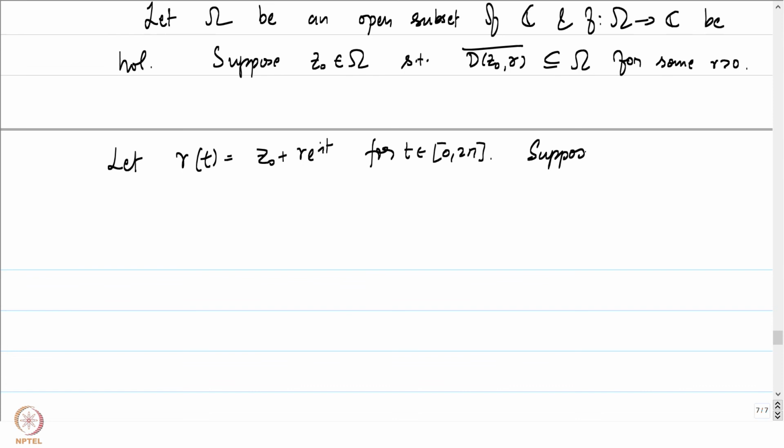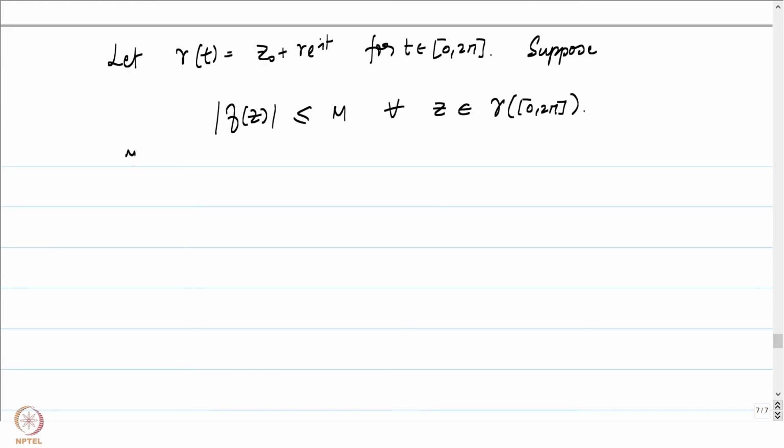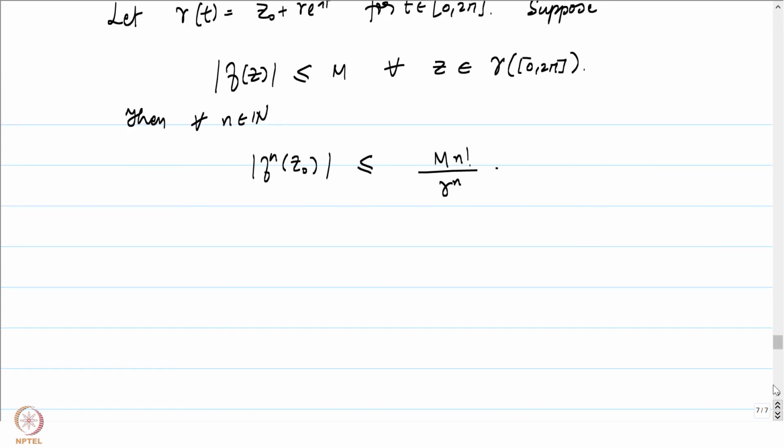Suppose the absolute value of f of z is less than or equal to M for all z in the image of gamma, gamma of 0 to 2 pi. Then for all n in natural numbers, we will be able to put a bound on how the derivatives of f at z0 will behave. This is going to be less than or equal to M into n factorial by r to the power n. The proof is going to be quite straightforward.